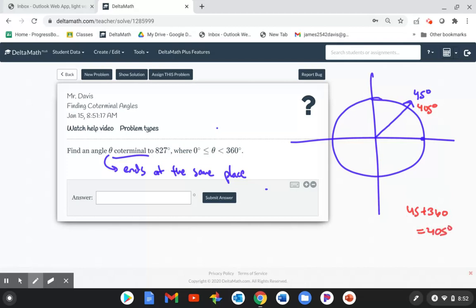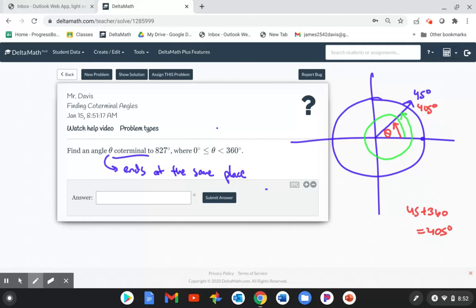Meaning if I were to remember that the angle is the distance from the axis here to there, that's our angle, which we'll call theta. If I were to rotate all around the circle one time and then end up back at that spot, that would be a 405 degree angle. So these angles are coterminal because they end at the same spot.